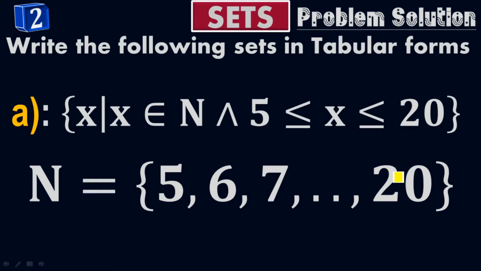20 is the last value, the border value, since x is less than or equal to 20. You cannot cross 20 because you have to go lesser than 20, or equal to, but then lesser than 20, like 19, 18, 17, 16. These are all the elements which are lesser than 20. So it is the set of natural numbers starting from 5 up to 20. This is the tabular form of A.